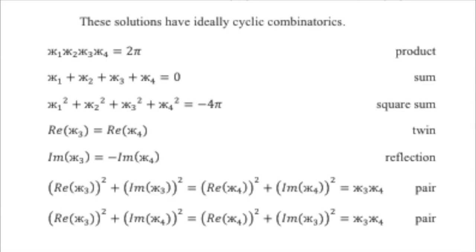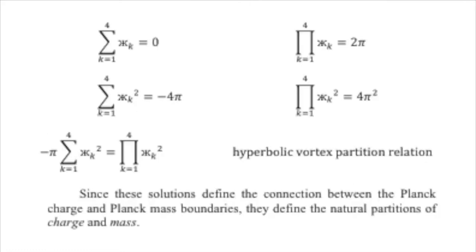If you add them all together, you get 0. And if you square them first and then add them, you get negative 4 pi. This has a combinatorial arrangement with a circle, a balanced point at the middle, and a projection of a sphere, 4 pi, the surface of a sphere, projected, negative. It also maintains a twin and a reflection relationship and two pairings. The partition relation here is the most elegant thing you're ever going to see.